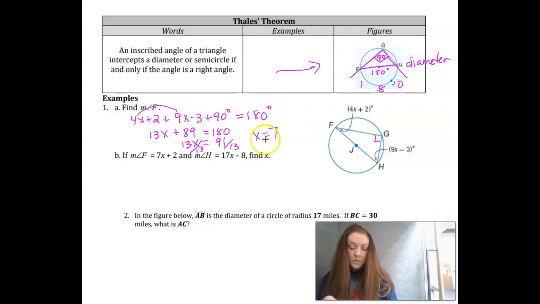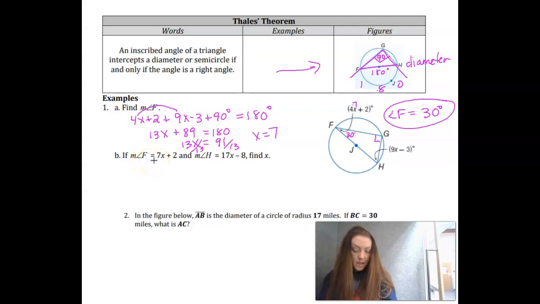Now that's x, so if we want to find F, I'm going to put that in for x. So 4 times 7 is 28. 28 plus 2 means that angle F is 30. So I'm going to go ahead and label that as 30. The angle S is 7x plus 2. So now we're going to talk about the same thing, but they want us to change it. So I'm going to draw my own circle.